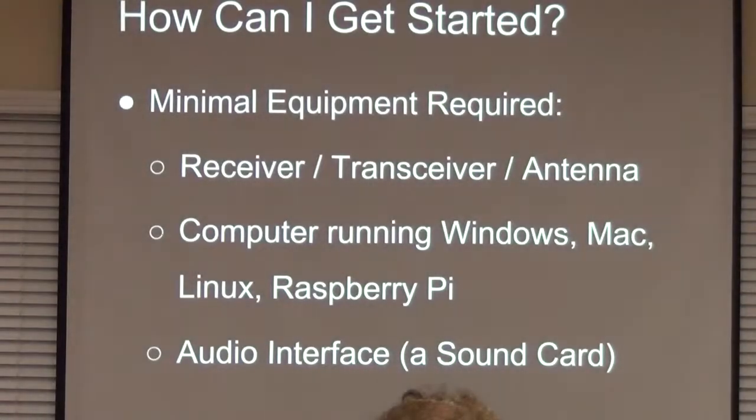So how do you get started? It's minimal equipment. Most of you will have this in your shack. It's a transceiver, an antenna, a computer running Windows, Linux, Raspberry Pi or Mac, and an audio interface, a cheap little sound card that plugs into your USB port. That's it. You have to be able to connect that sound card to your transceiver. Most people will just do that through a Signalink circuit, or if they have CAT control, they can wire that up as well. That's it.